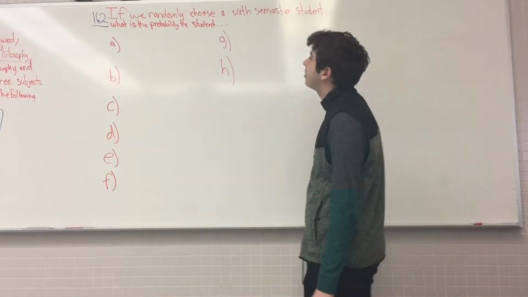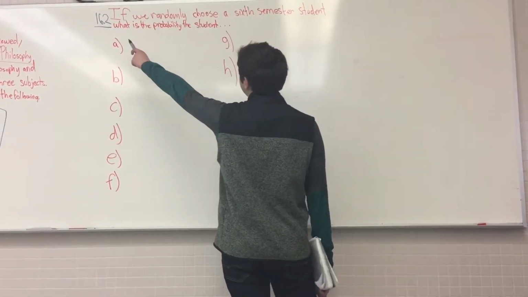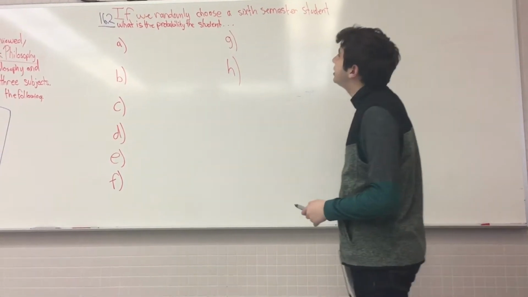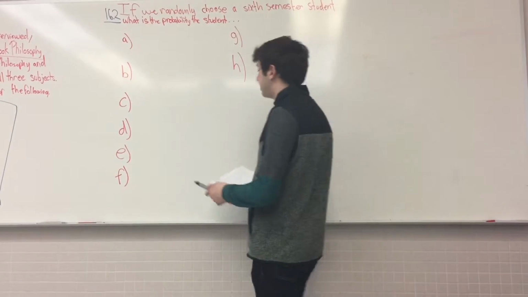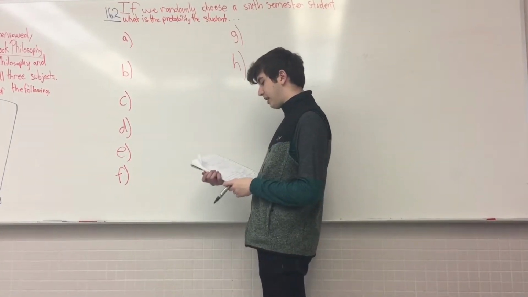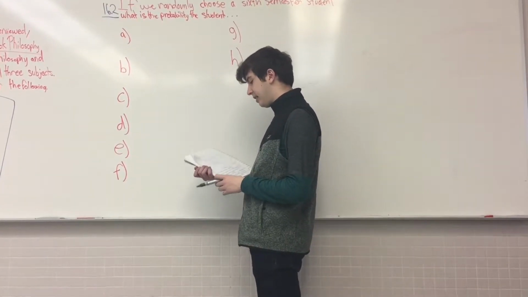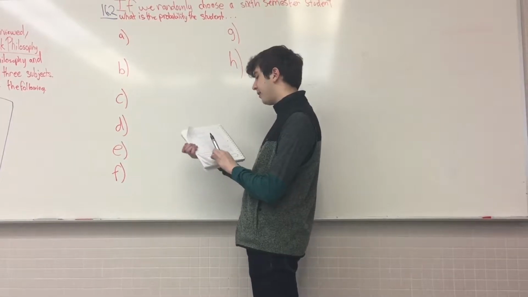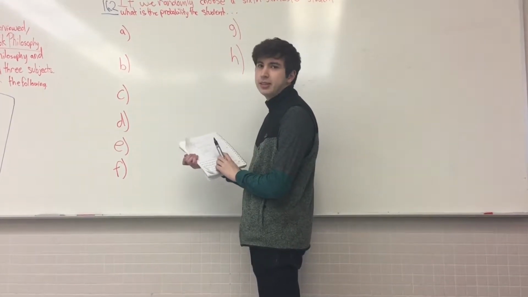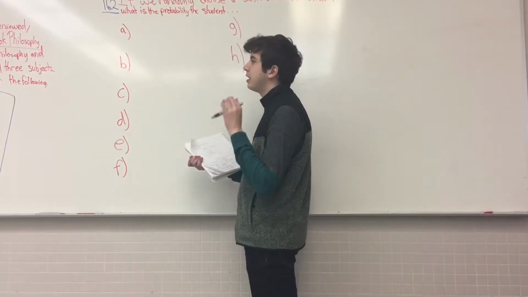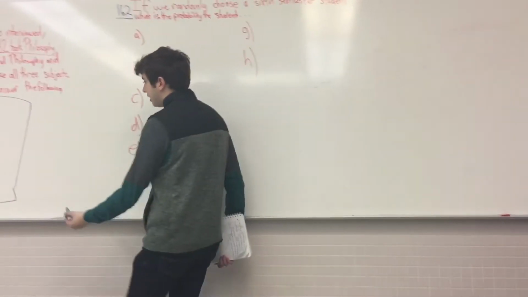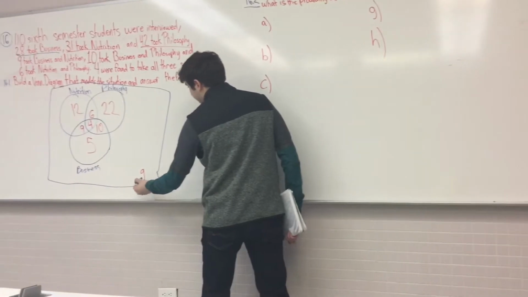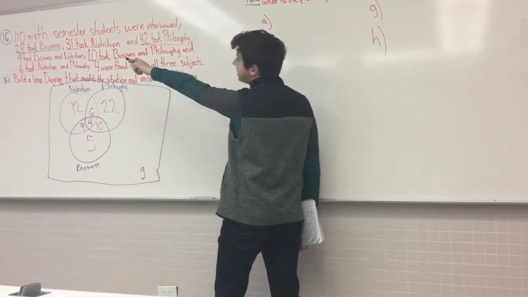Okay, so for 16.2, next it says, we randomly choose a 6th semester student. What is the probability that the student, for part A, took none of the 3 subjects? So a student who is not in nutrition, philosophy or business. Here we have 9, which is 9 out of the total, which is 110.